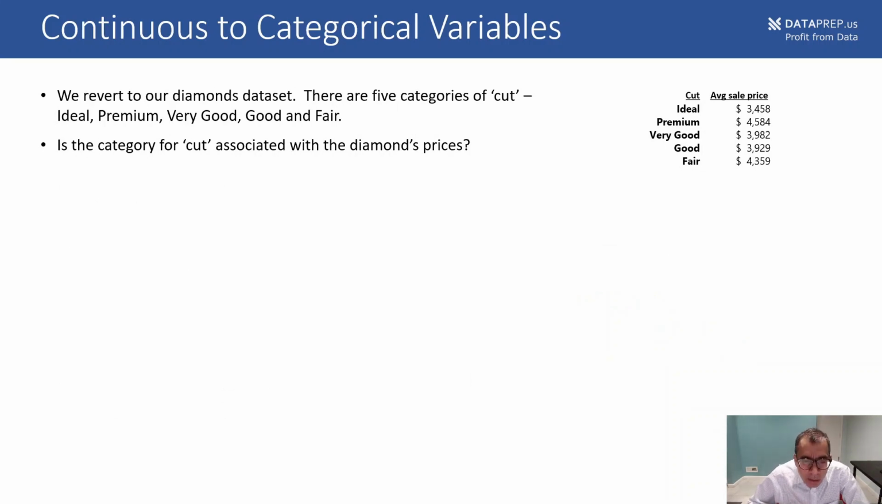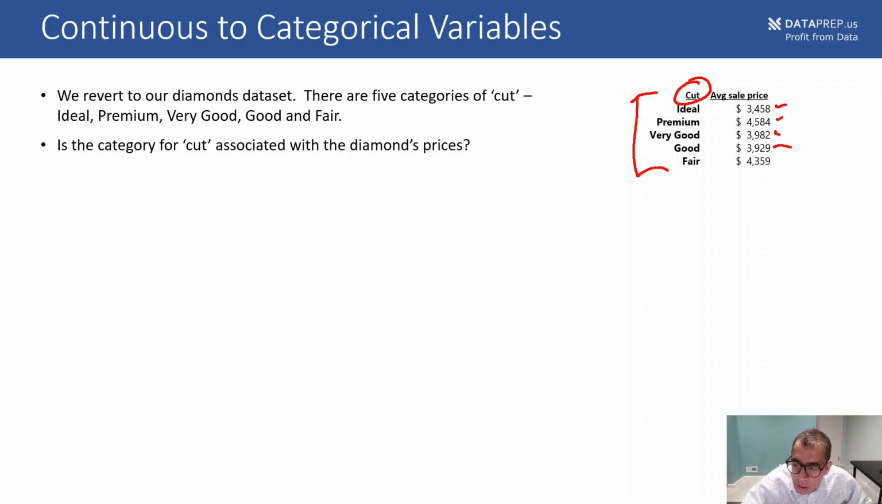Let's now look at continuous and categorical variables together. And remember the diamonds data set that we looked at. Each diamond has what is called a cut, which is of 5 different types. So there are 5 different types of cuts here, and each one has a different average sale price.